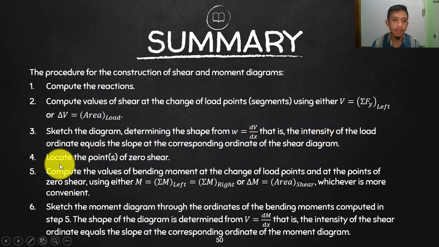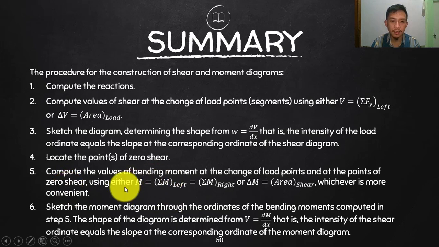Okay, and then locate the points of zero shear. We need that one for us to establish the maximum and the minimum moment. And then once we have that, compute now the bending moment on the points A, B, C, D, or the points of change in loading. And at the same time calculate the moment at the zero shear, that is your maximum or minimum moment.